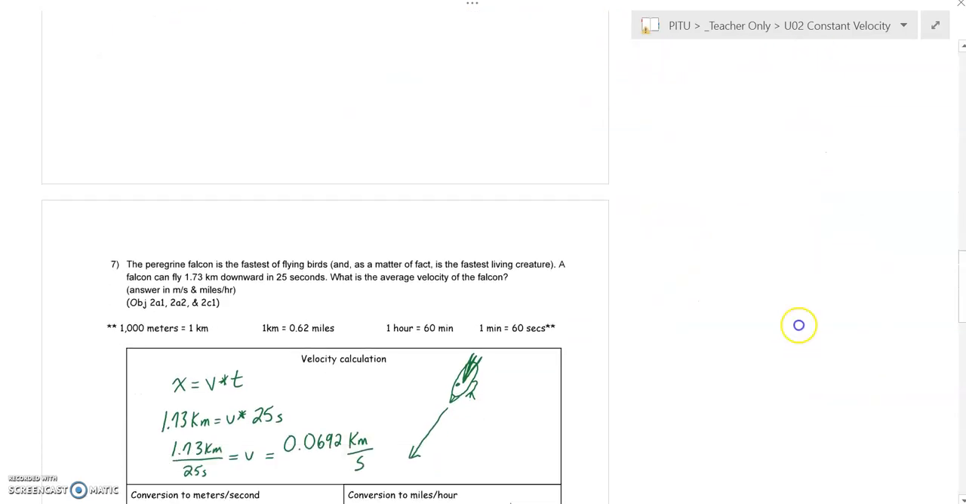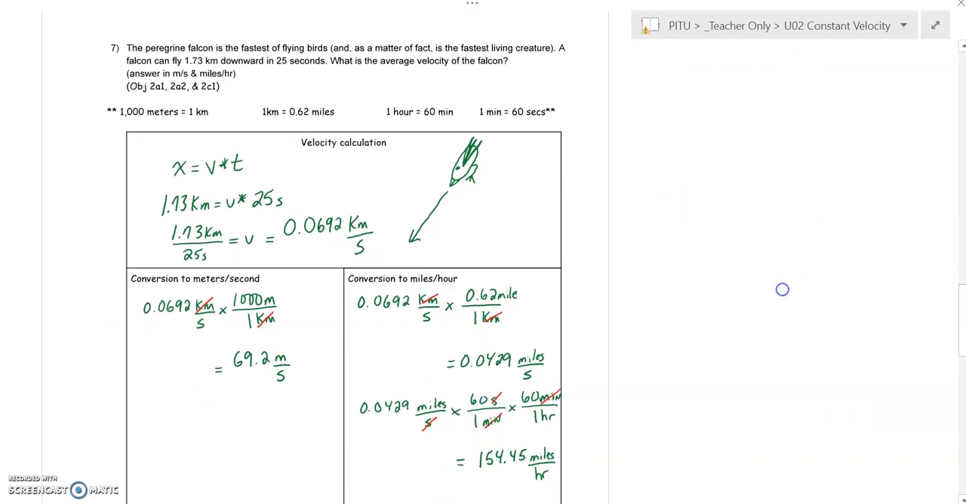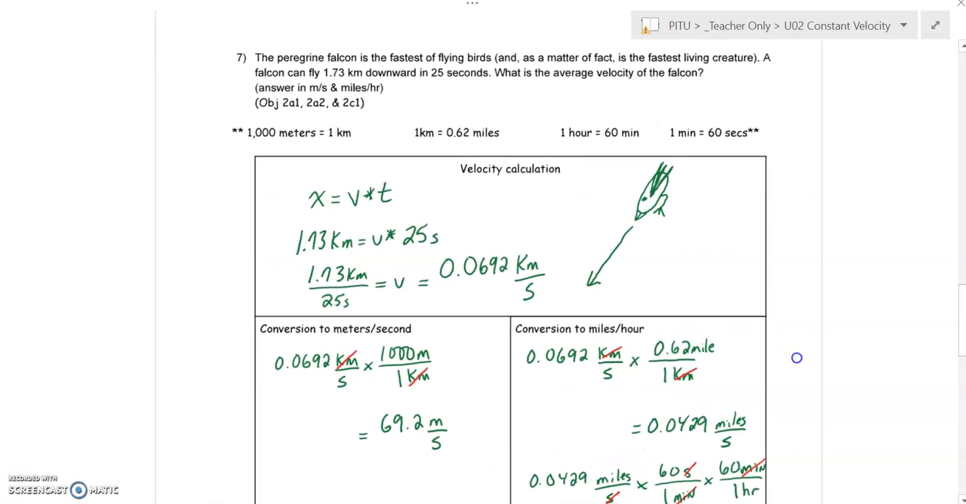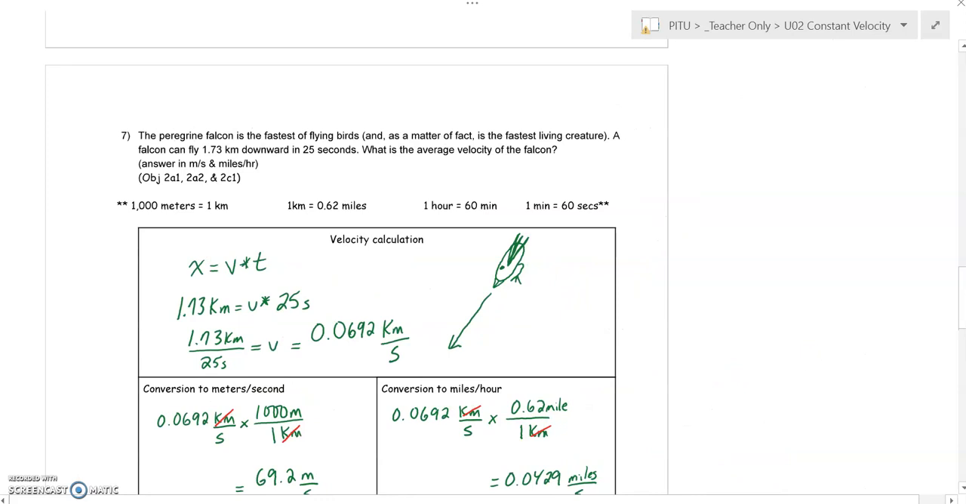Okay. Next one, peregrine falcon. The peregrine falcon is the fastest of flying birds and is the fastest living creature. This falcon can fly 1.73 kilometers downward in 25 seconds. What's the average velocity of the falcon? So we've got some conversion factors here, but we need to start off by doing the equation, right? So our equation is that position equals velocity times time.